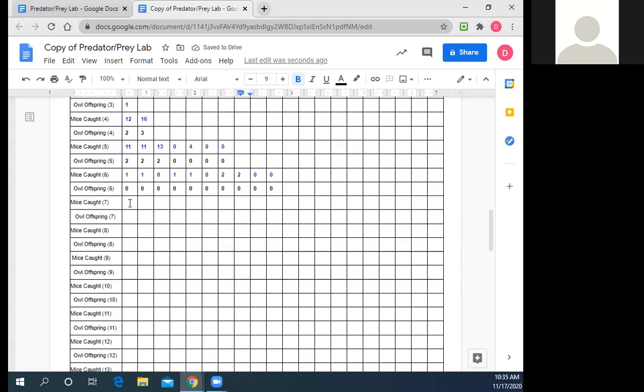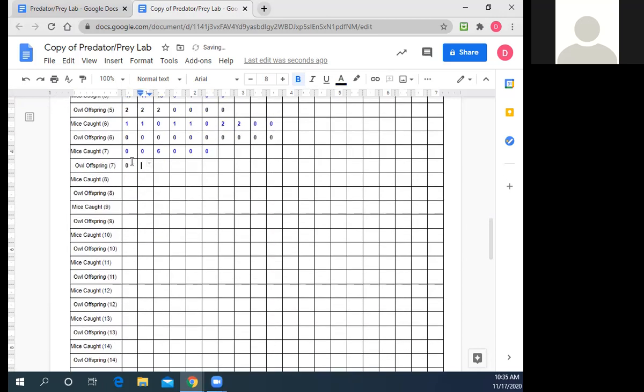Let's do generation 7. Spread these guys out. We've got 6 owls to feed here. Owl 1 got nothing. Owl 2 got nothing. Owl 3, 1, 2, 3, 4, 5. Owl 3 got 6. Owl 4 got nothing. Lost a mouse. Owl 5 got nothing. And owl 6 got nothing. So for offspring, none of the owls except for owl 3 had any babies.